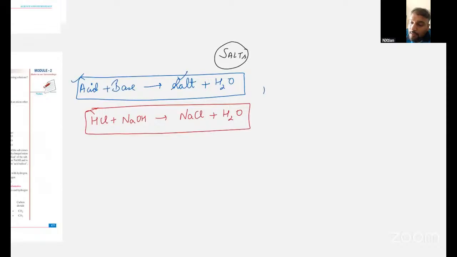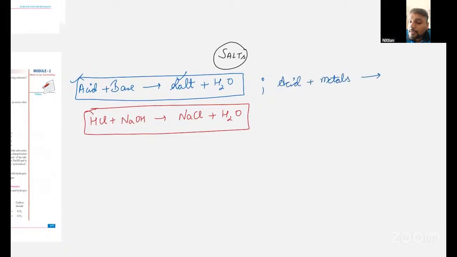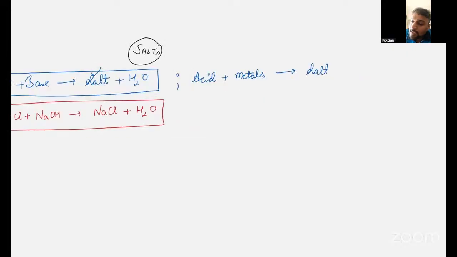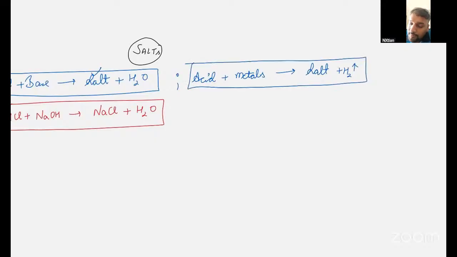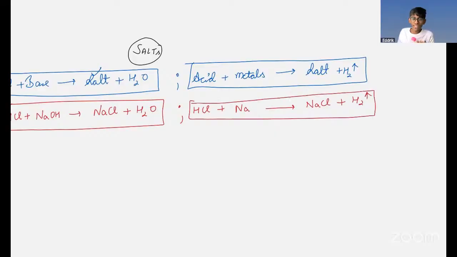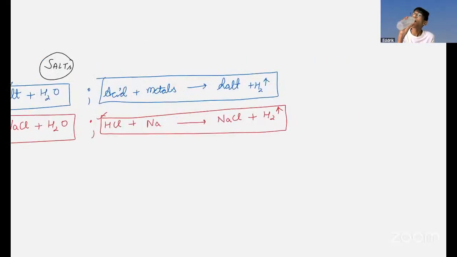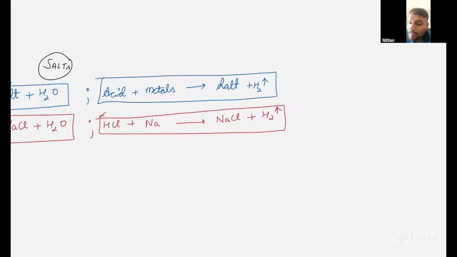We can also get salt when acid reacts with metals. It gives us salt plus H2 gas. For example, if I take acid like HCl plus a metal like Na, it becomes NaCl plus H2 gas released. 2 HCl plus 2 Na gives 2 NaCl plus H2. We will not balance it; you guys can balance it better.